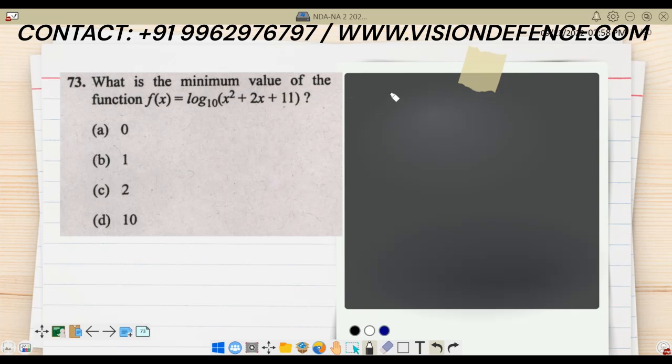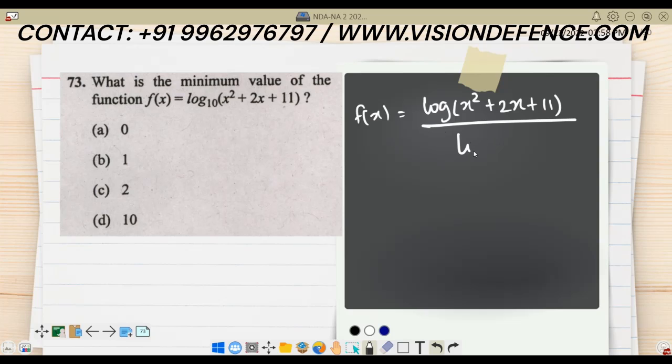Moving on to the next question, 73. What is the minimum value of the function f of x equal to log base 10 of x square plus 2x plus 11? Right. So this is also a very simple problem involving only very few steps. So what is the minimum value? We're going to differentiate it first, right? So f of x equal to log of x square plus 2x plus 11. Of course, we can keep log 10, and then the base will be e.